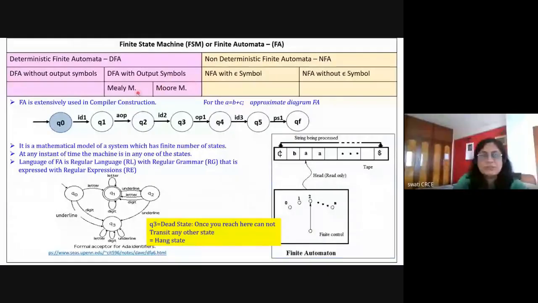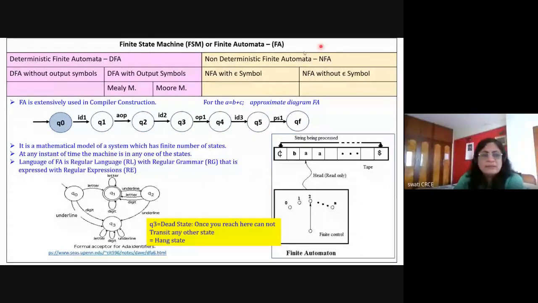FA has types DFA and NFA. DFA has types: DFA without output symbol and DFA with output symbol. DFA with output symbol has two machines, two ways to represent: Mealy machine and Moore machine. NFA can be there with epsilon symbol and NFA can be there without epsilon symbol. Now why study FA?